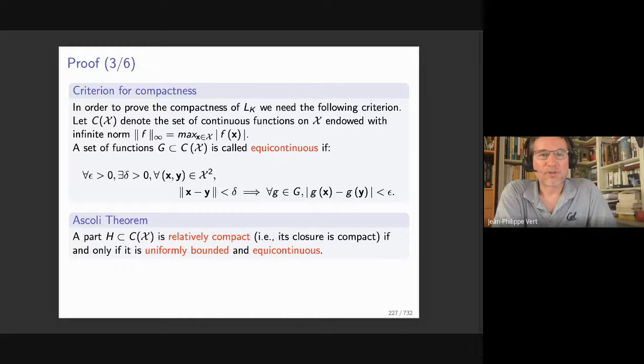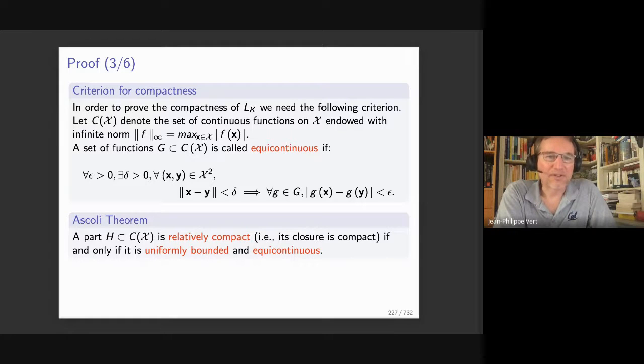All right, so the third element we wanted to show is that Lk is compact. It's a bit technical, so I will just go quickly through it. You can go through the slides, but basically to show compactness of a set of functions, we use a theorem called Ascoli theorem. Maybe you know it, maybe you don't. If you don't, trust me, it's correct, although you can check on Wikipedia on the web.